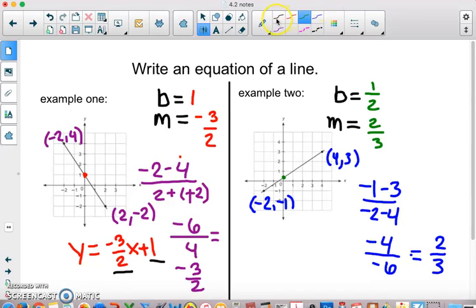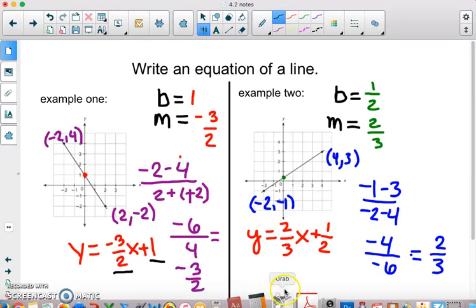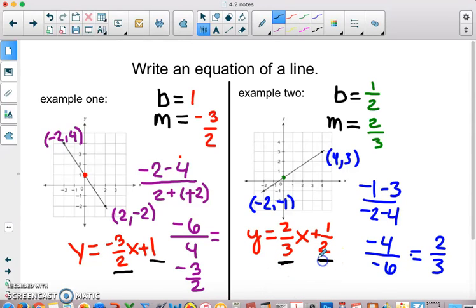Now we can write the equation of a line in slope-intercept form. Y equals 2/3 x plus 1/2. And again, what we did was we plugged in for m, which is slope, and b, which is y-intercept.